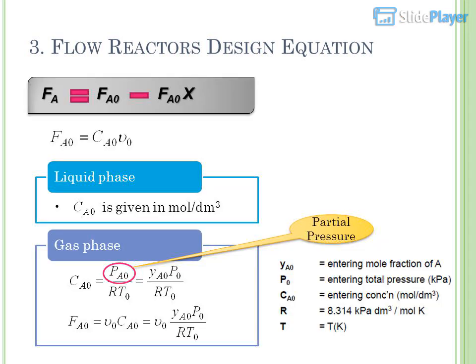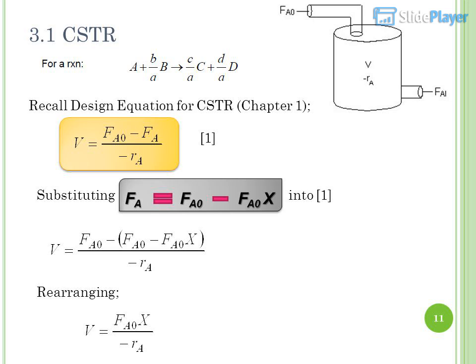Flow reactors design equation. F_A equals F_A0 minus F_A0 X. For the liquid phase, concentration is given in moles per dm cubed. For the gas phase, use partial pressure. 3.1 CSTR. Recall the design equation for a CSTR from Chapter 1. Substituting F_A into it and rearranging.